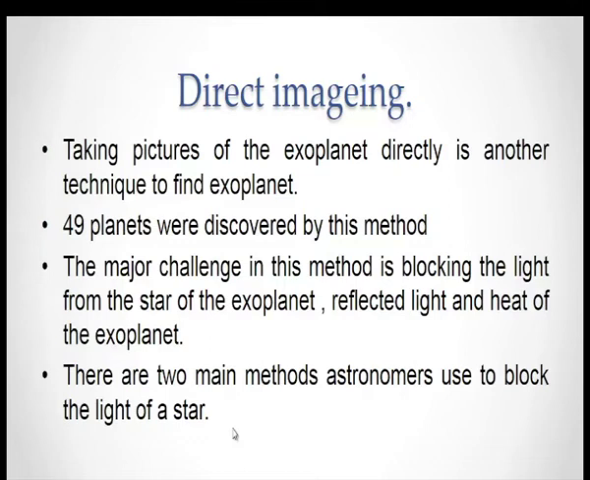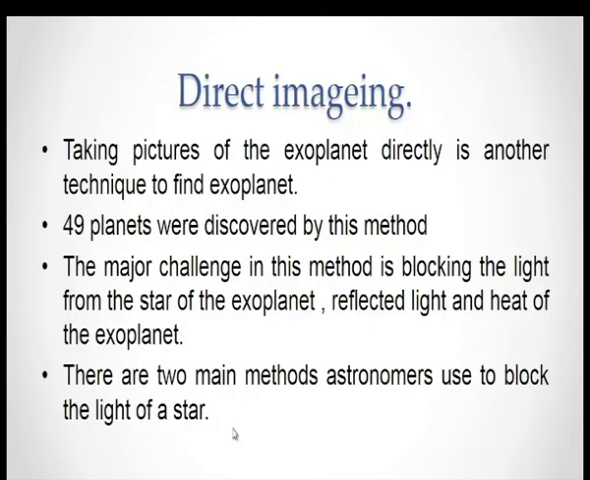We know stars produce light and heat by nuclear fusion reaction. The energies produced by nuclear fusion reaction are very high. So such energies will come out in the form of light and heat. When this light and heat are reflected by a planet very close, it's very difficult for an instrument to photograph or image the exoplanet.